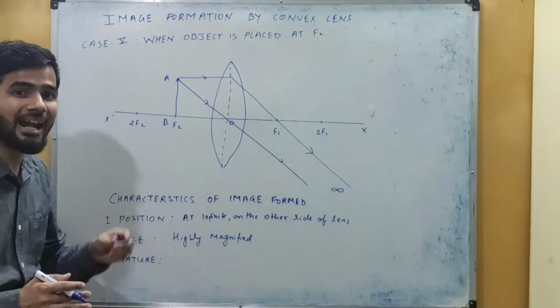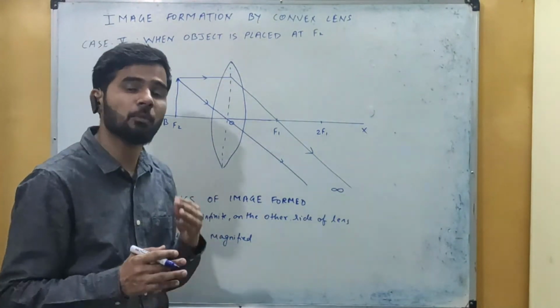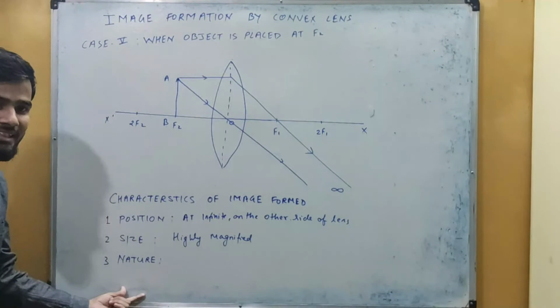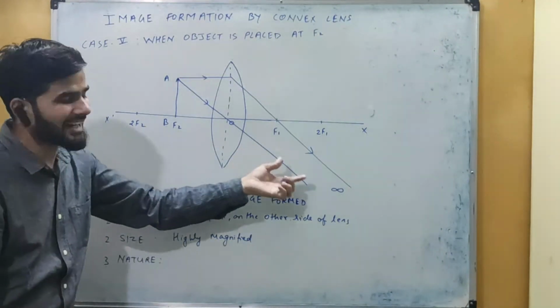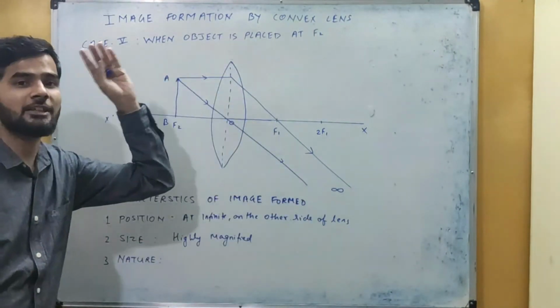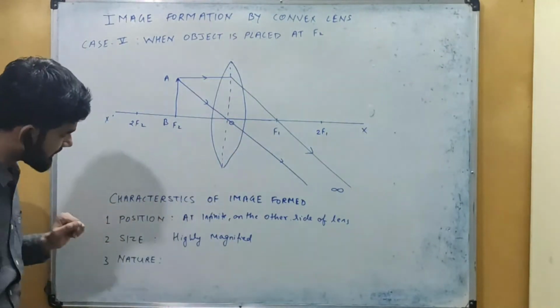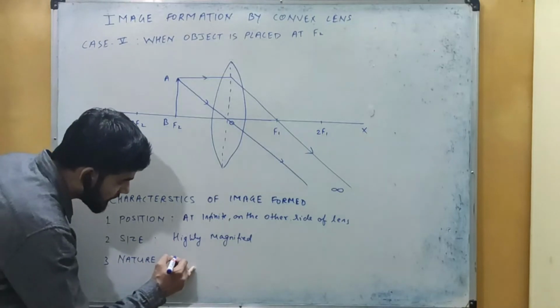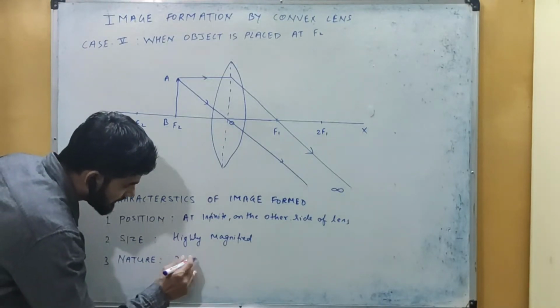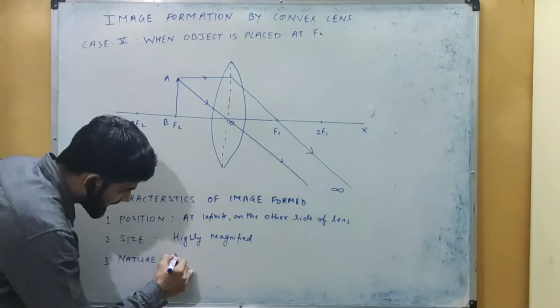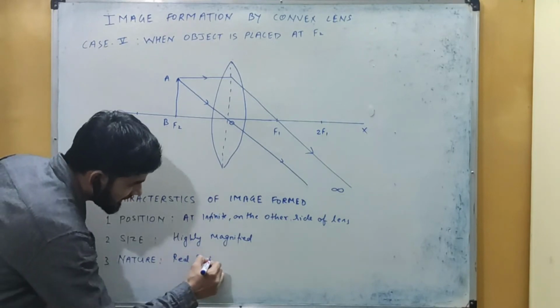Because the image is formed at infinity, इसलिए वहां पर उसकी साइज बहुत ज्यादा बड़ी होगी. The next one is the nature. Now here you can see the light rays, यहाँ पर तो नहीं मिल रहे, लेकिन हम assume कर रहे हैं कि they are meeting at infinity. इसका मतलब यहाँ पर जो nature रहेगा image का, it will be real and inverted.